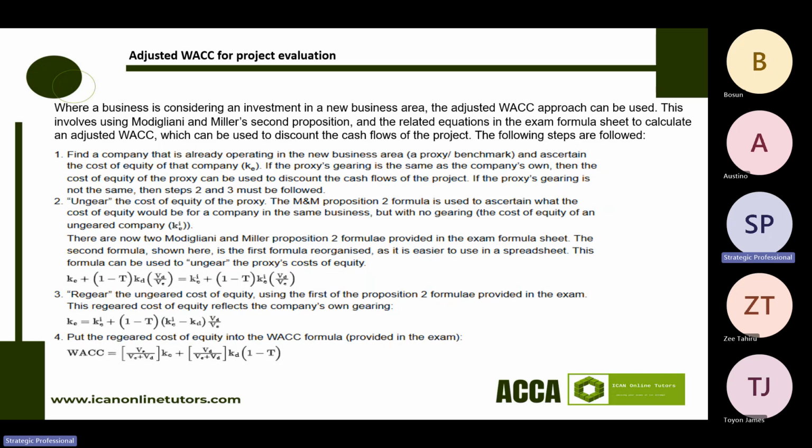So I was talking about the M&M second proposition, and that is what we use for businesses that are considering an investment in a new business area. And what are the steps you need to follow? It's usually these 4 steps. First of all, you need to find a company that is already operating in the new business area, right? So if I want to invest in a new business, for me to appraise that business, I need to first look for a similar business that is operating in that new business I want to venture into.